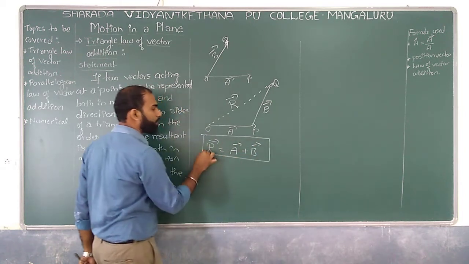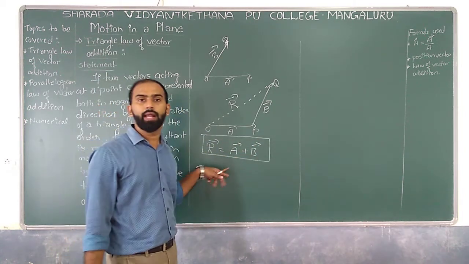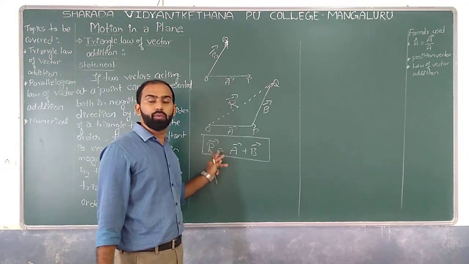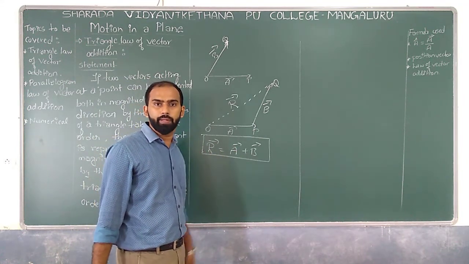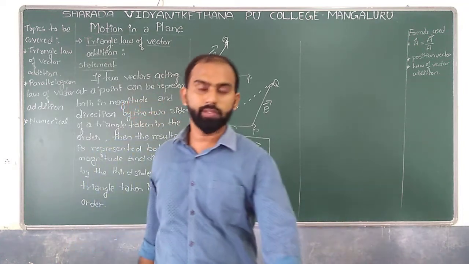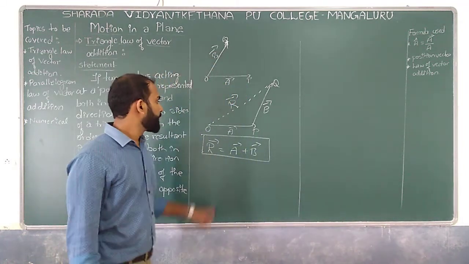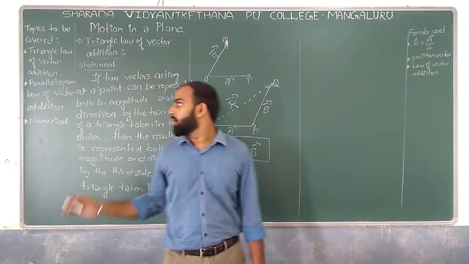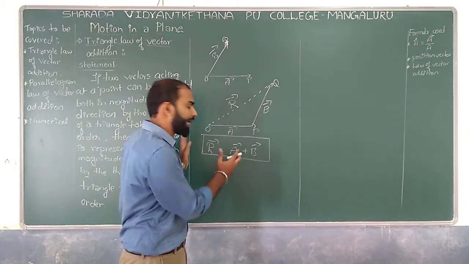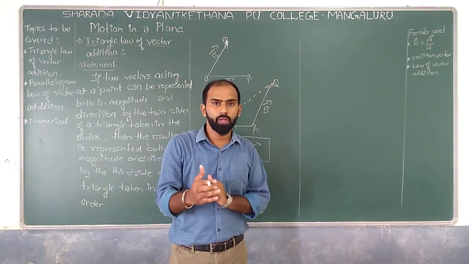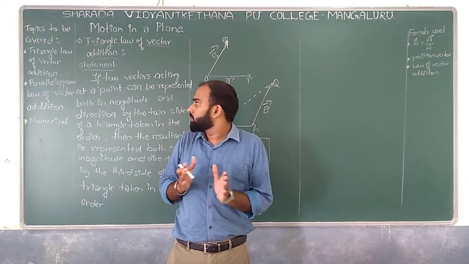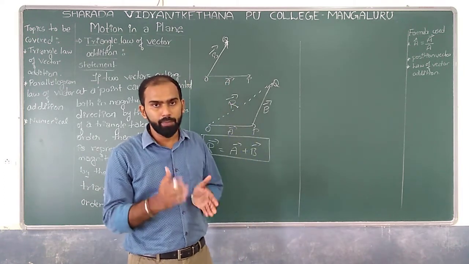You might be surprised at how I can write directly R vector equal to A vector plus B vector. Is there any proof for this? Yes, there is a proof for this. We will prove the same concept with an analytical observation, which I am going to explain in between the class.